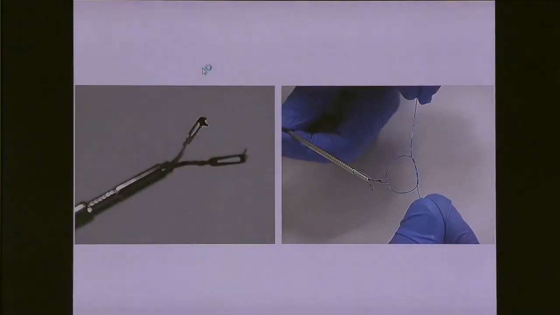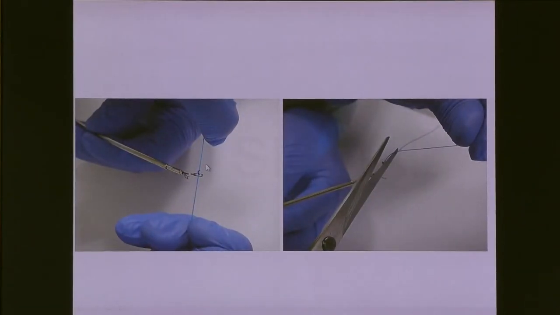And after dissecting some part of the lesion, you put the clip to the end of the thread, and pull the thread from the anus. The clip will go into the working channel. So you tie the thread to the clip, and cut the extra amount of thread.